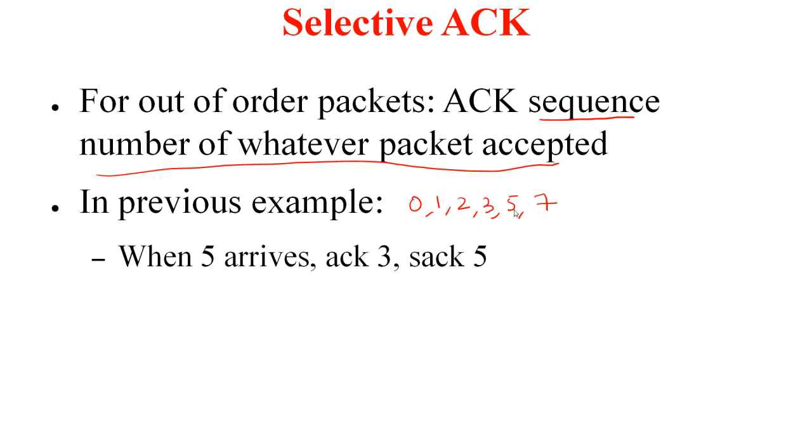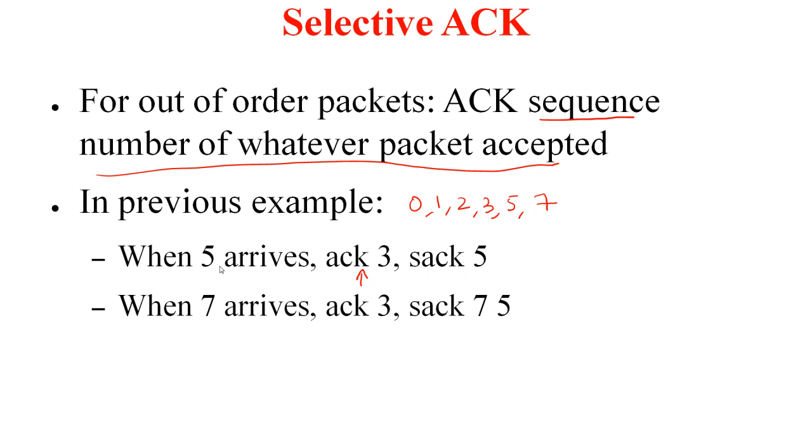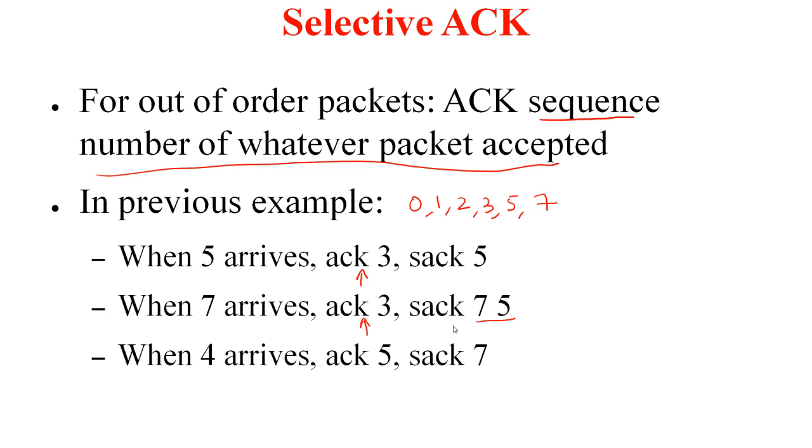Now, when frame 5 arrives, you're going to send the cumulative acknowledgement 3, but you're also saying I've received frame 5 as part of my window. When frame 7 arrives, again the cumulative acknowledgement is 3, but you are now saying I have within my window frames 7 and 5, which is the selective acknowledgement. When frame 4 arrives, you cumulatively acknowledge 5 and say I still have 7 in my window. And when 6 arrives, you just acknowledge 7. You have no holes anymore.